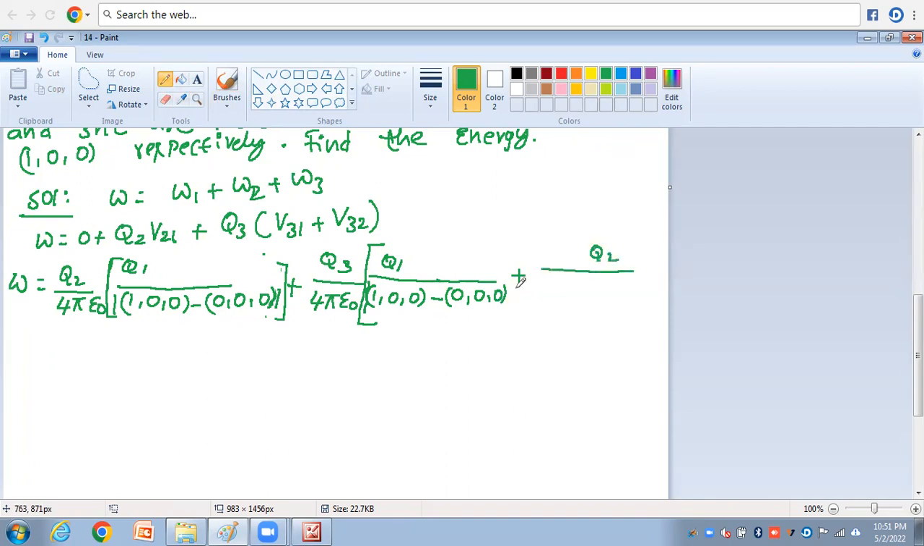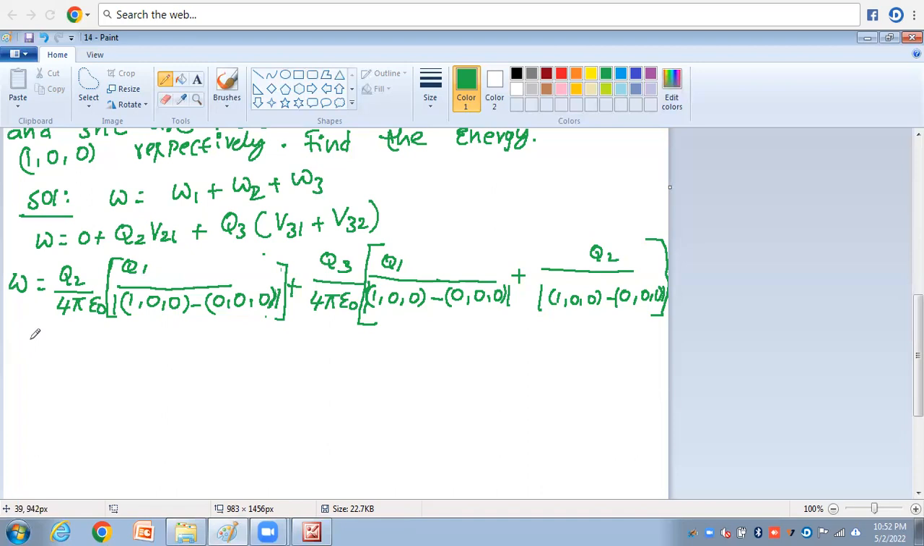Q2 by mod 1, 0, 1, 0 bracket close, 0, 0, 1, and then mod, take the bracket. Okay. Attend the 2 points. Just I will simplify this one, very simple. Now, this 1 minus 0, 1, 0 minus 0, 0, 1, 0 minus 0, then finally 1 square, square root of 1, answer is 1.